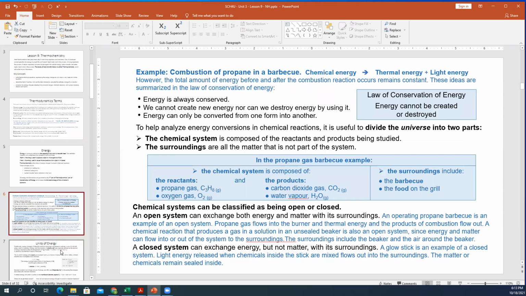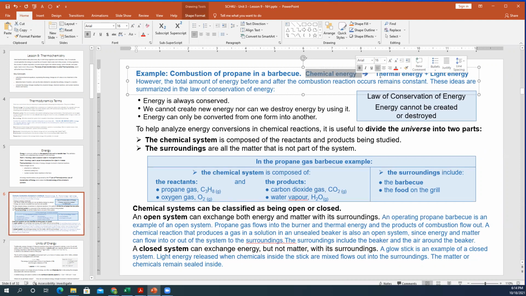So in order to talk a little bit more about this, we can look at an example and talk about the concept of the chemical system and the surroundings. We can talk about the combustion of propane in a barbecue. For example, you are barbecuing, you've got your barbecue hooked up to a gas tank full of propane, and here you're converting chemical energy, which is your propane, your fuel, to thermal energy and light energy. So by burning that propane, you're getting heat.